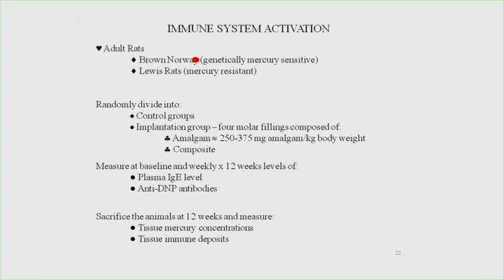Let's look at immune system activation in adult rats. Brown Norway rats are genetically mercury sensitive. Lewis rats tend to be mercury resistant. You're going to divide them into a control group and a group that gets fillings. One group gets mercury fillings, amalgam, one group gets composite.